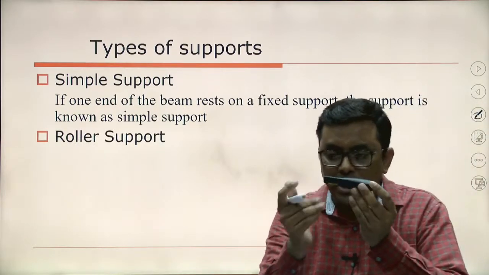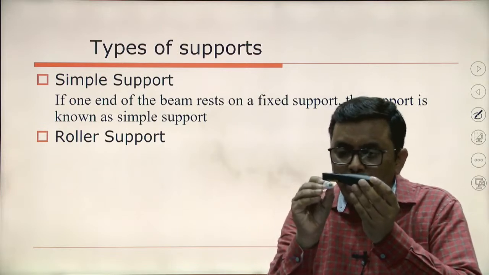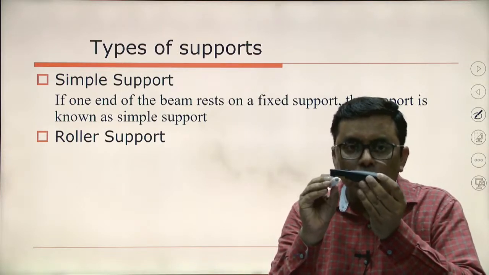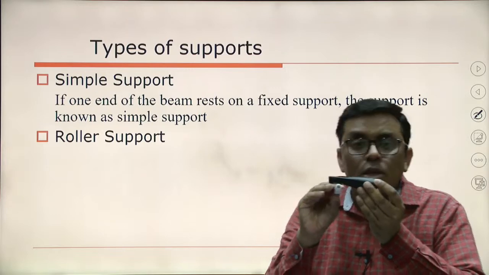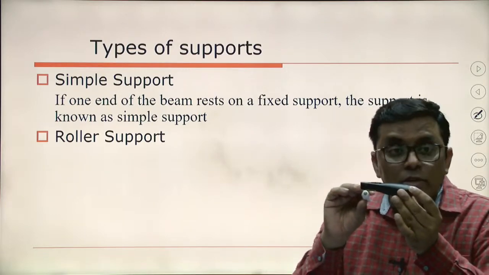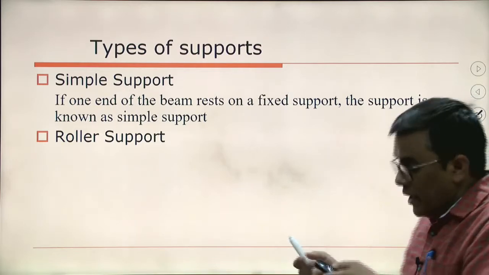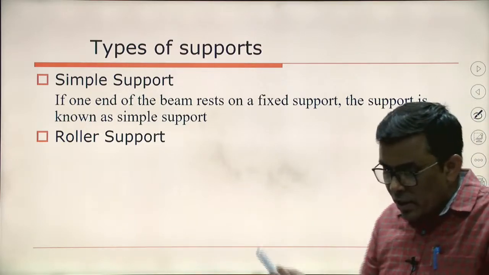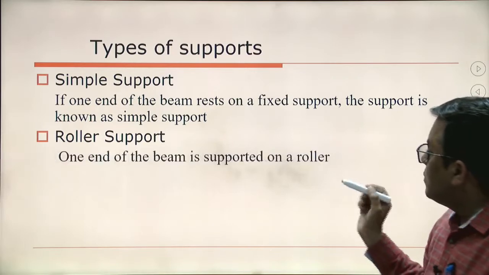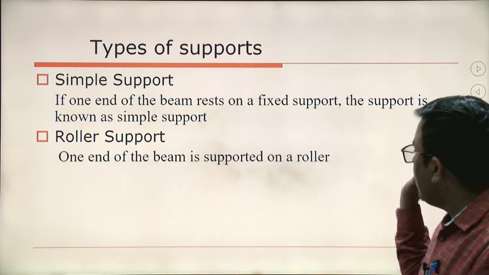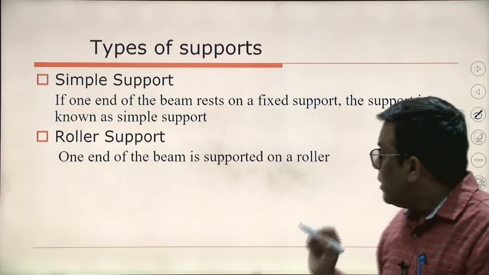Suppose this is a beam and on one end of the beam I am putting some roller arrangement. So this is the roller support. Okay. So one end of the beam is supported by roller. It means the load will be taken by roller.